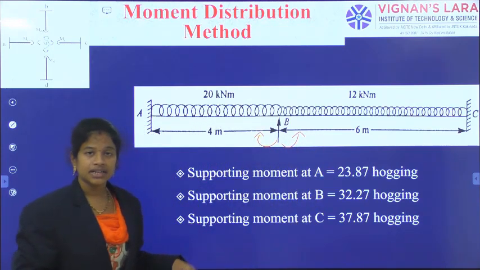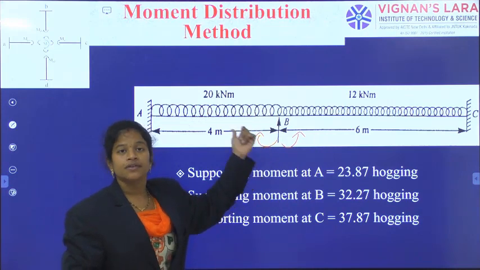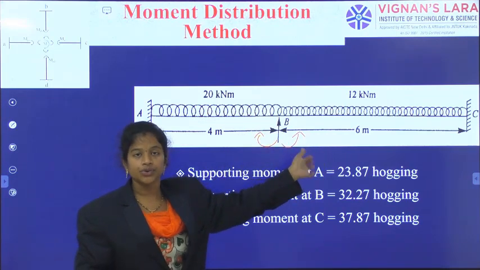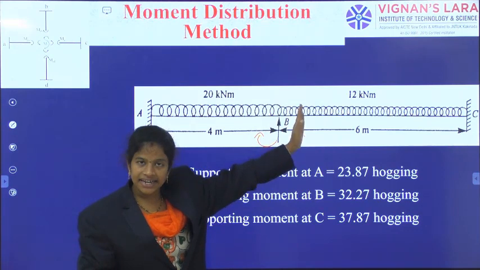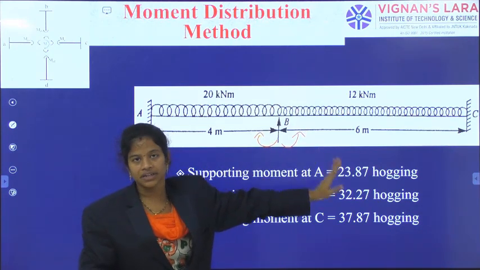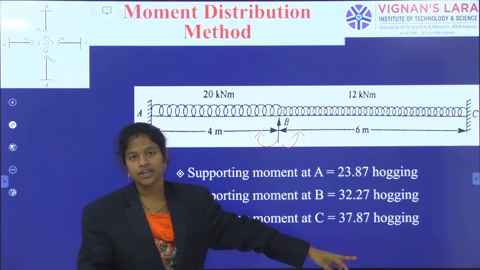These are the answers observed. That's why on the left side due to this we have got positive, and on the right side due to this we have got negative. But it is indicating at B there is a hogging moment with that value. So the hogging moment with the value we will indicate.